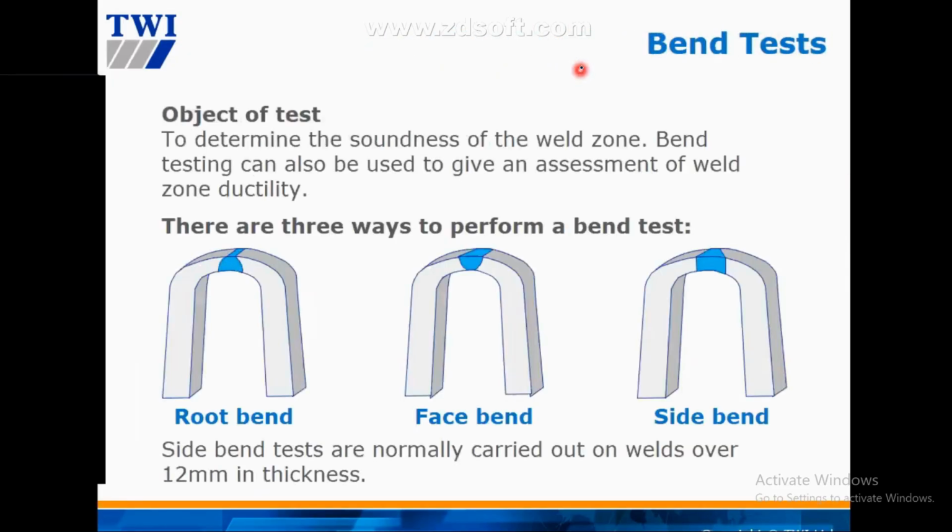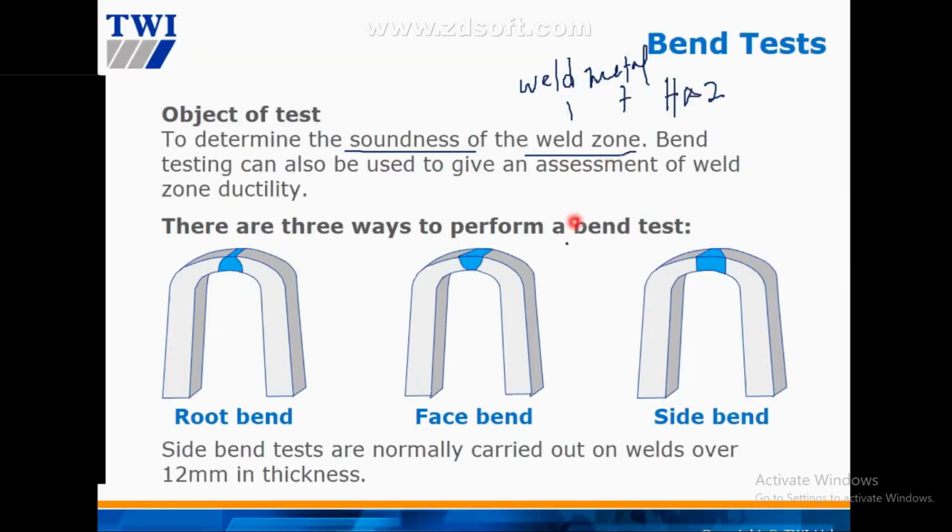All right, bend. To determine soundness of the weld zone, when they talk about weld zone, we are referring to the area of weld metal plus HAZ only, no base metal, okay? Weld metal plus HAZ, that is the weld zone.